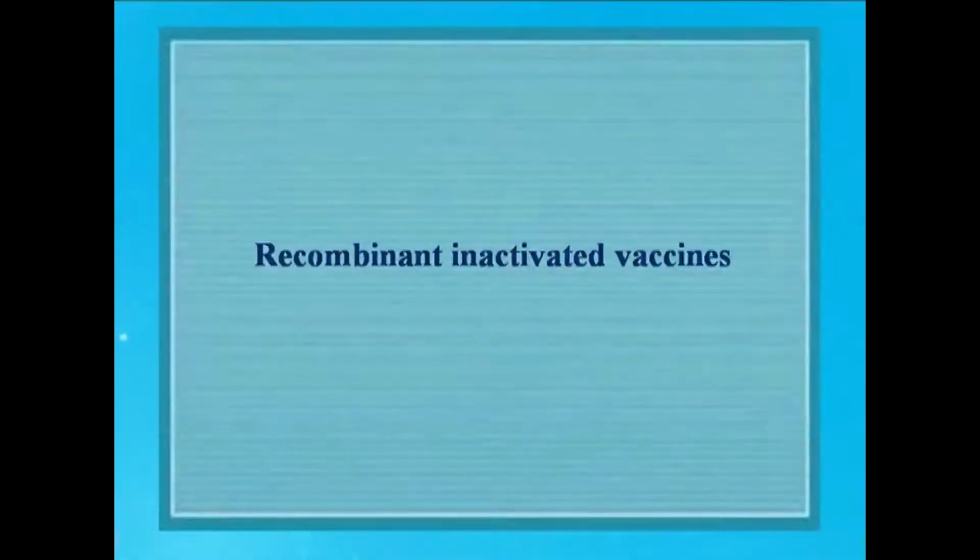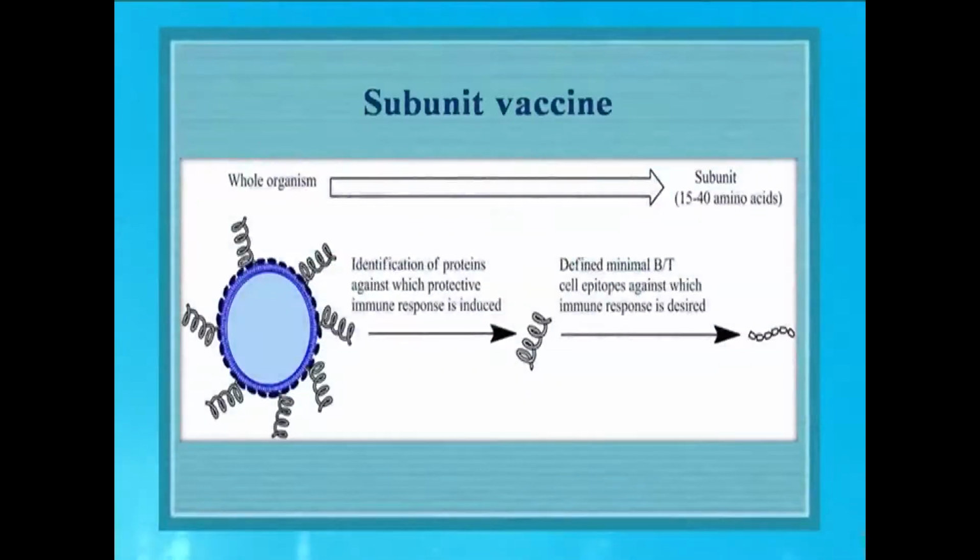The third type of recombinant DNA vaccine is called recombinant inactivated vaccines. These vaccines are composed of mainly subunits like polysaccharides, toxins or glycoproteins present in an organism. These polysaccharides and glycoproteins can be made in the laboratory synthetically. Then they are conjugated with protein and given to the host as a vaccinating agent.